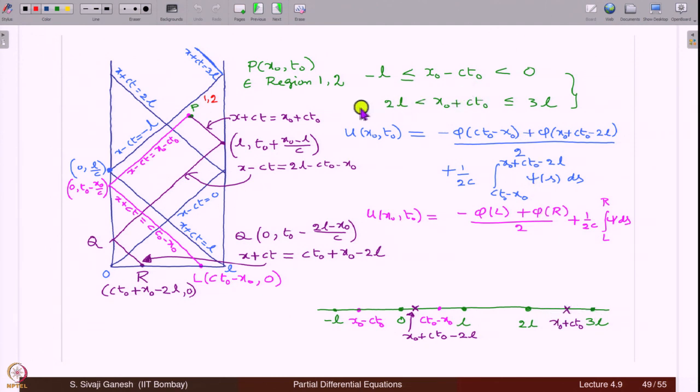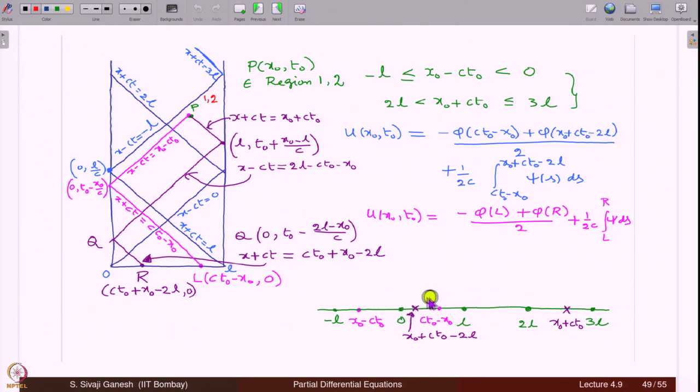Now, x naught plus c t naught lies between 2L, 3L. So, it is somewhere here, and x naught minus c t naught is between minus L and 0. So, it is here, but what we have is c t naught minus x naught, which is coming this side, and this we are translating by 2L, so that we fit into 0 to L interval.